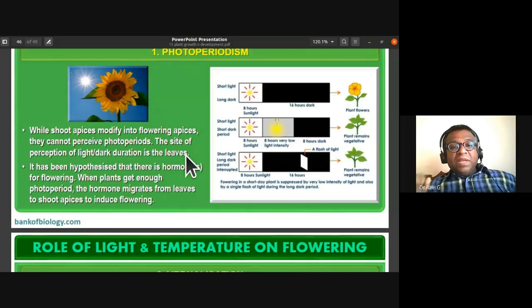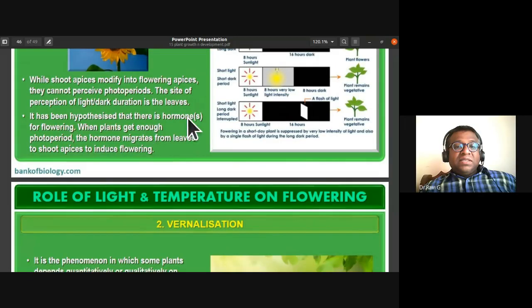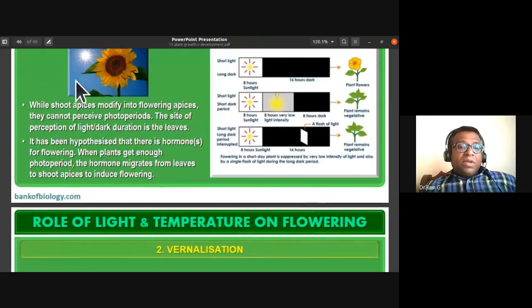There is a hypothesis that has been put forth that there is a hormone for flowering. So there is a hormone which is required for flowering. When plants get enough photoperiod, the hormone migrates from leaves to shoot apices to induce flowering. So they have hypothesized that there is a hormone for flowering. Whenever the plants get enough photoperiod, the hormone migrates from the leaves to the shoot apices to induce flowering. This is what they talk about, photoperiodism, which is induced by hormones secreted in leaves. So this is a hypothesis.